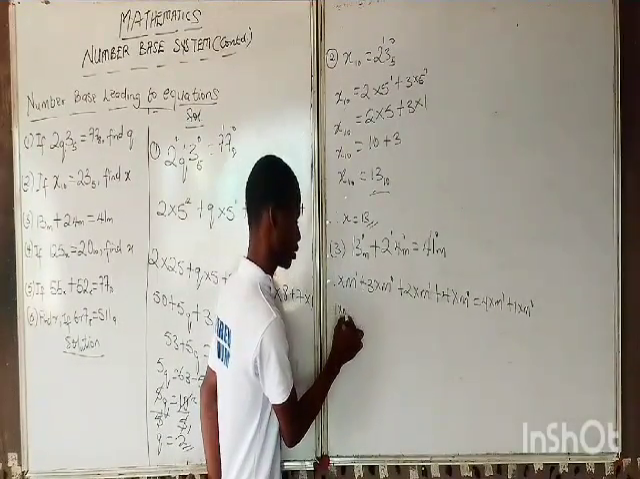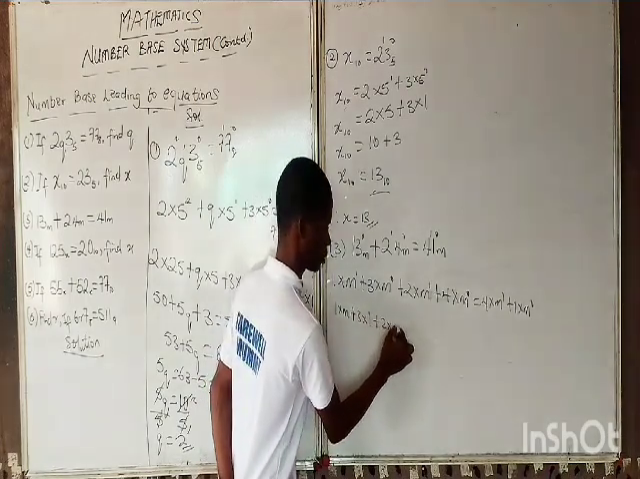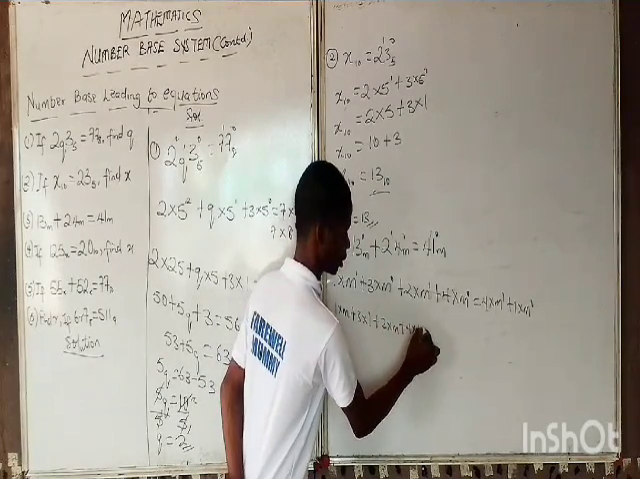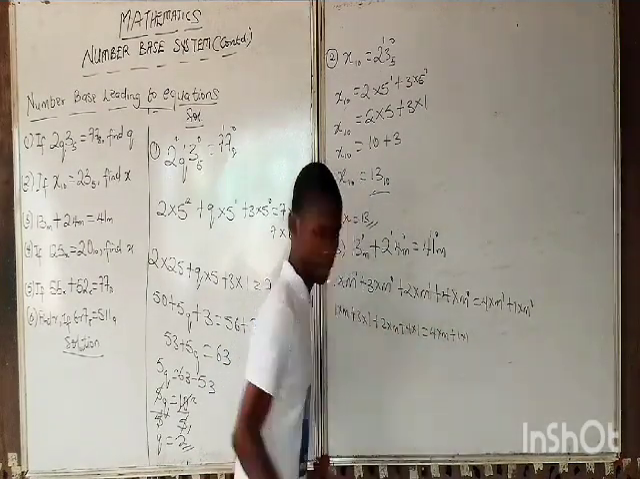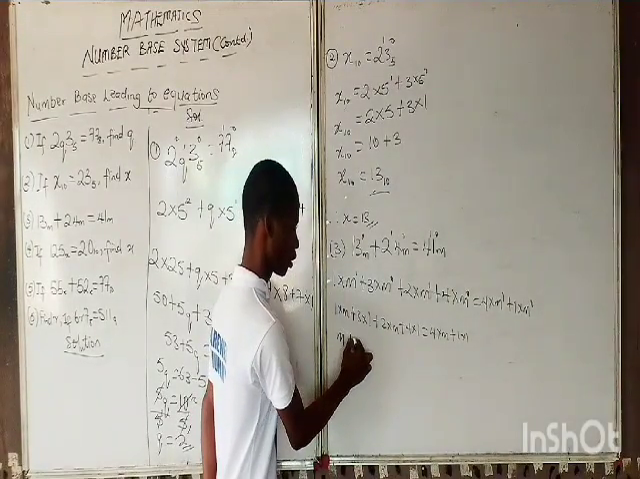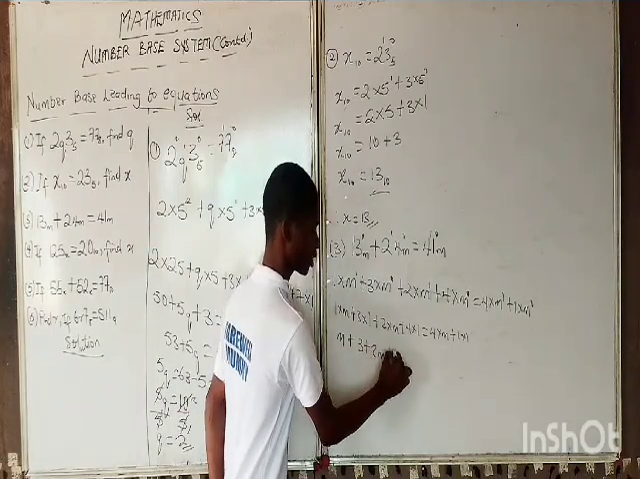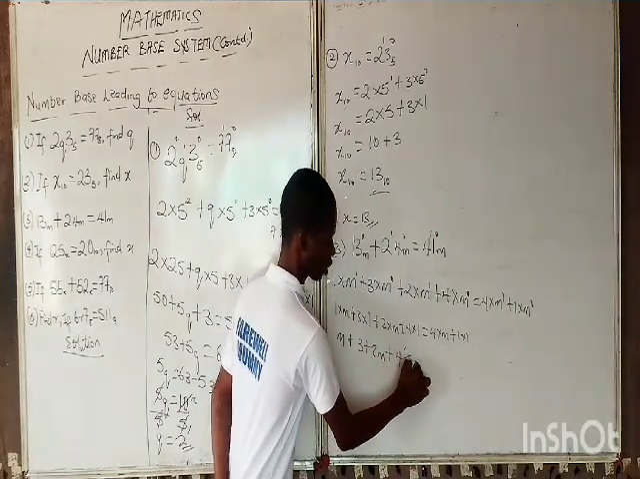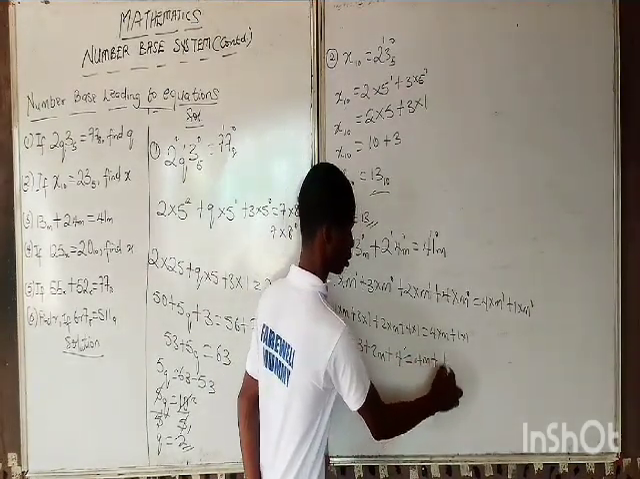1 times M plus 3 times 1 plus 2 times M plus 4 times 1 equals 4 times M plus 1 times 1. Right? So we have M. 1 times M is M, plus 3 times 1 is 3, plus 2 times M is 2M, plus 4 times 1 is 4, equals 4 times M is 4M, plus 1.